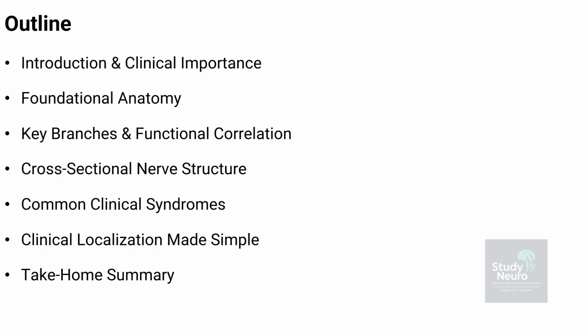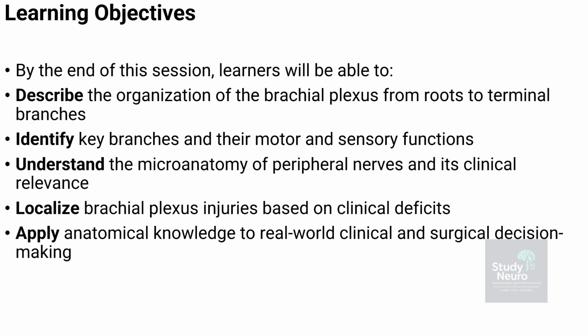In this video, we'll focus on the anatomy that really matters in clinical practice. You'll learn how the roots, trunks, divisions, cords, and branches are organized, and which nerves control key movements and sensations in the arm. By the end, you'll be able to identify the major branches, understand their functional roles, and connect anatomical knowledge directly to clinical scenarios. Let's simplify this complex network and make it practical for real-world use.